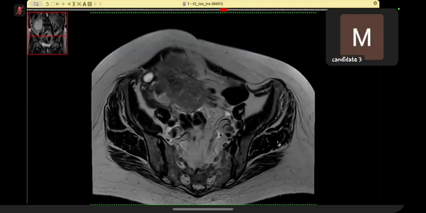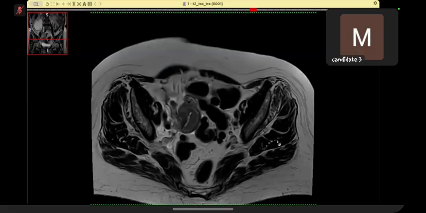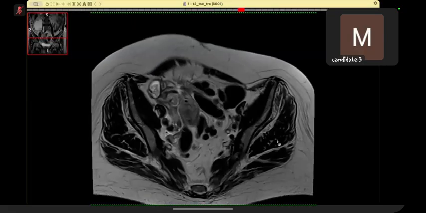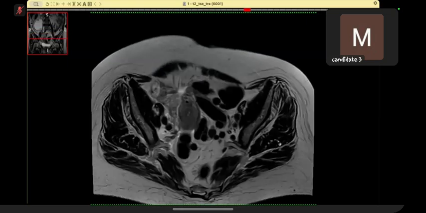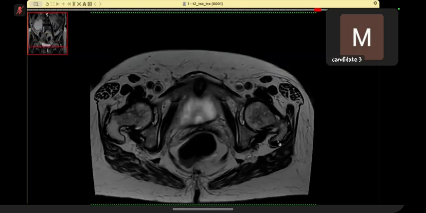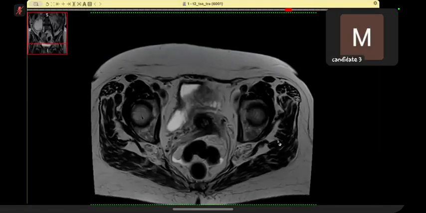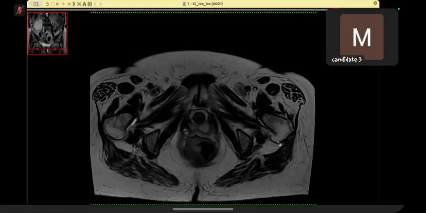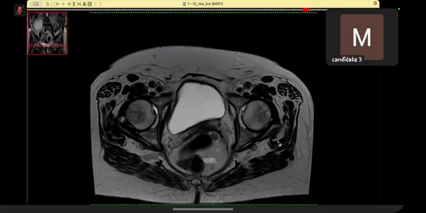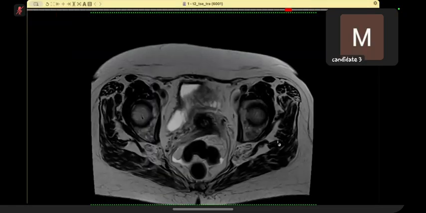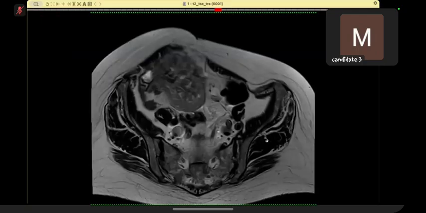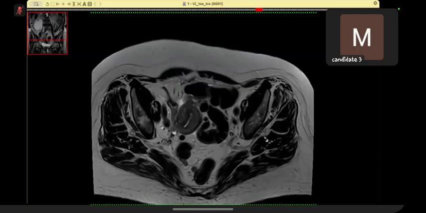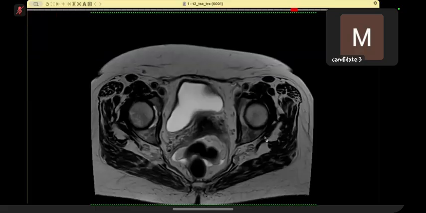Coming to the pelvis, I cannot see the right ovary separately, and there is free fluid in the pelvis as well. I can also see some nodular areas along the peritoneal outline of soft tissue signal intensity. I'm concerned about the patient's age, as the uterus is small in size, if the patient is postmenopausal.